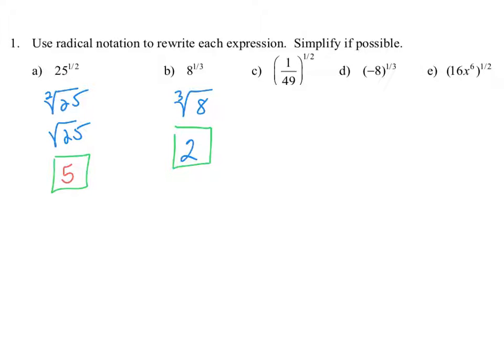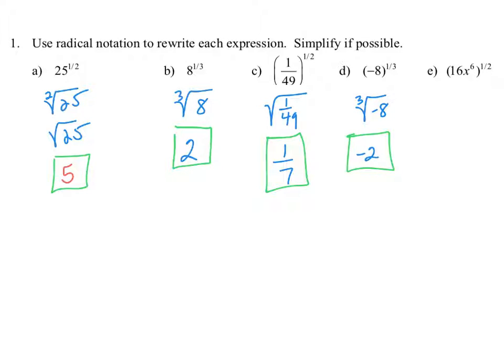And that's our answer. In example C, we have the fraction 1 over 49 raised to the 1/2 power. That's the same thing as taking the square root of 1 over 49, and that is 1 over 7. The square root of 1 is 1, and the square root of 49 is 7, so the square root of the fraction 1 over 49 is 1 over 7. The quantity negative 8 raised to the 1/3 power can be written as the cubed root of negative 8, and that answer is negative 2. If you take negative 2 and raise it to the 3rd power, you get negative 8.